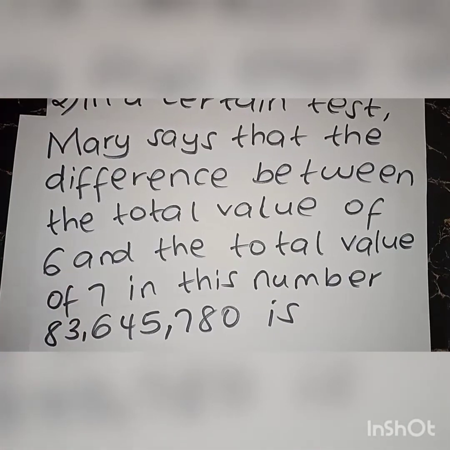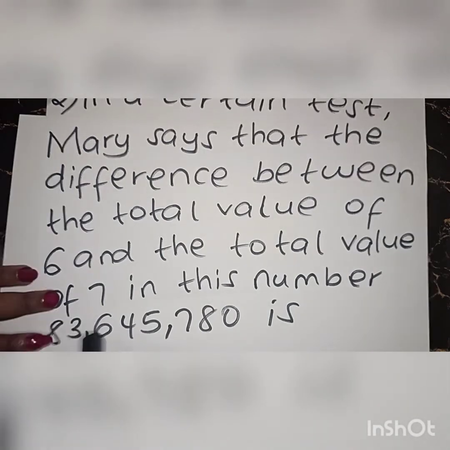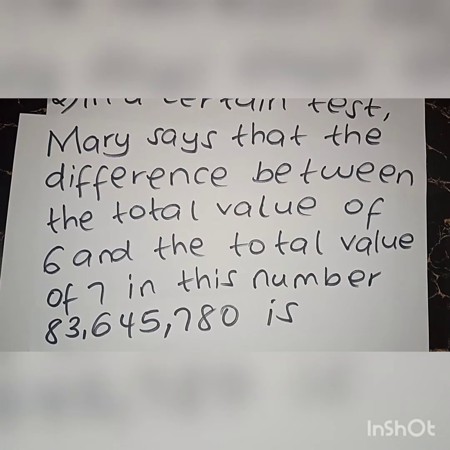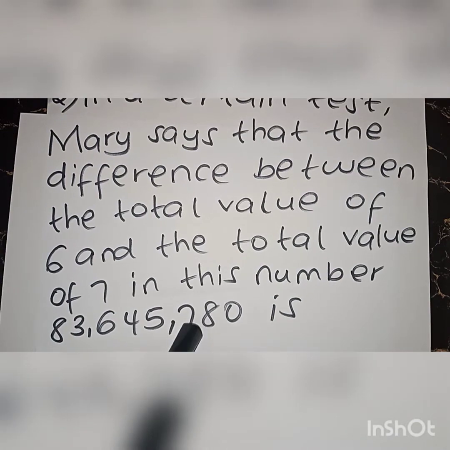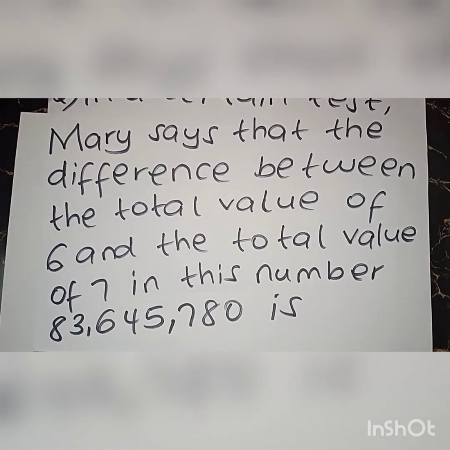Okay, so what is the total value of 6 in this number? The total value of 6 in this number will be the product of the digit. So the digit is 6. What is the place value of 6 in this number? The place value of 6 is 1, 10, 100, 1000, 10,000, 100,000. Okay, so the place value of 6 is 100,000.